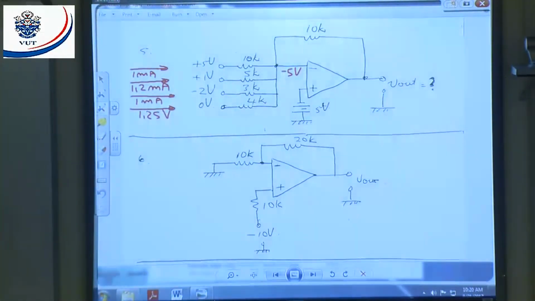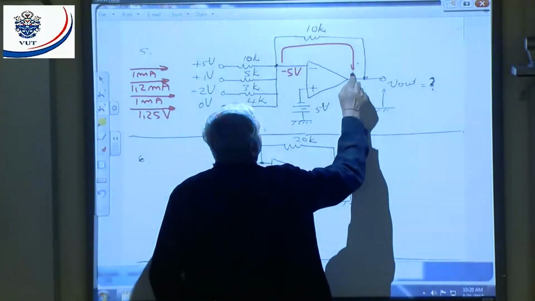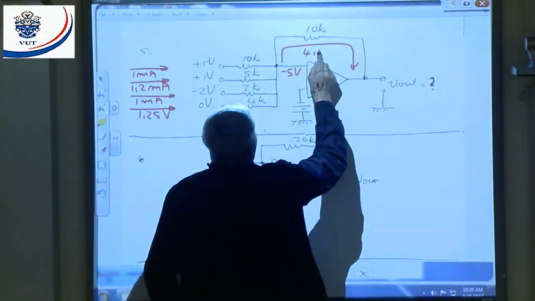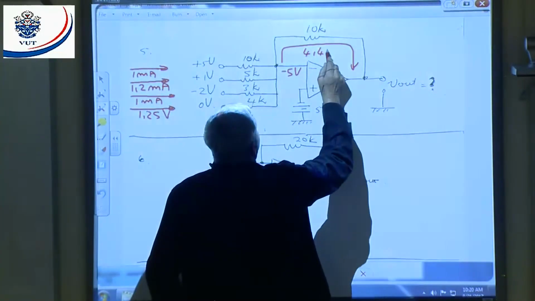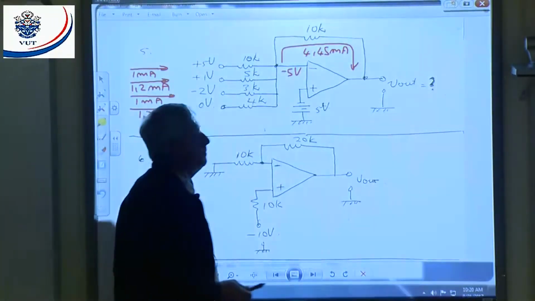All right. That means that I must get the resultant current, and that will give me 1, 2, 3, 4 milliamps. It will give me 4.45 milliamps. That means the total current is going to flow like that. And that's going to be 4.45 milliamp. Everybody with me?